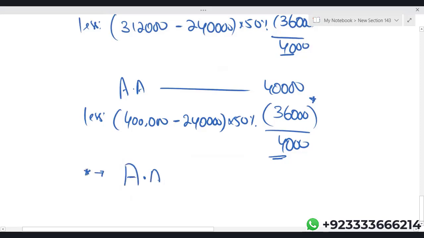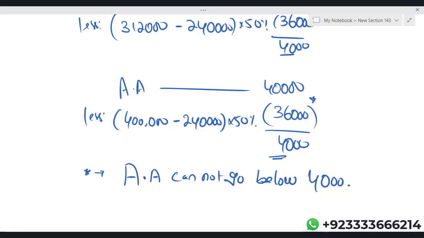We'll say annual allowance cannot go below 4,000 pounds. Annual allowance cannot go below 4,000 pounds. At least individual will get 4,000 pounds no matter. The minimum annual allowance, at least 4,000 everyone will get. Mathematically, even though 80,000 is coming, we cannot write 80 because annual allowance limit cannot be 0. The minimum annual allowance limit is 4,000 pounds. We did discuss that personal allowance can be 0, but annual allowance cannot be 0.